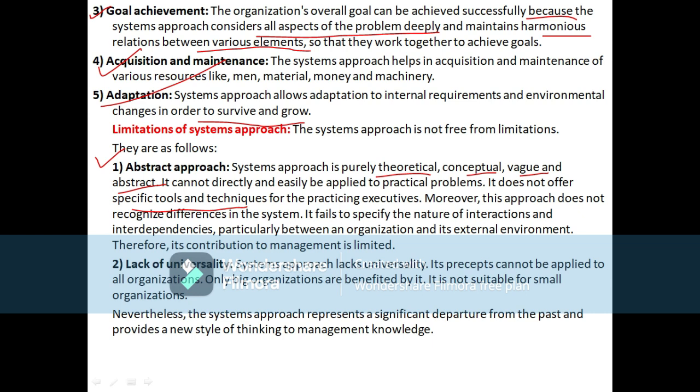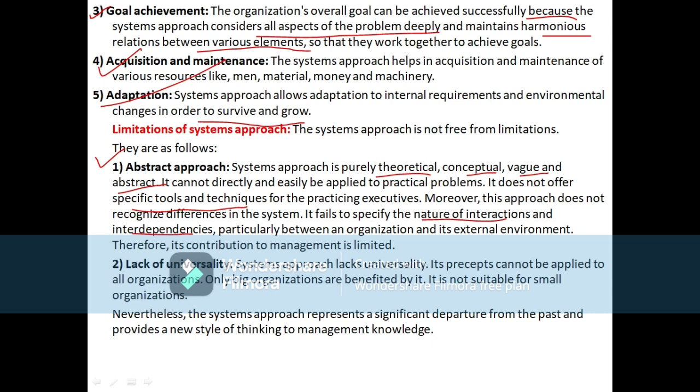Moreover, this approach does not recognize differences in the systems. It fails to specify the nature of interaction and interdependence. How to? It failed to express, particularly between an organization and its external environment, how the interaction should be. It fails to specify the nature of interactions and interdependencies. Therefore, its contribution to management is limited.